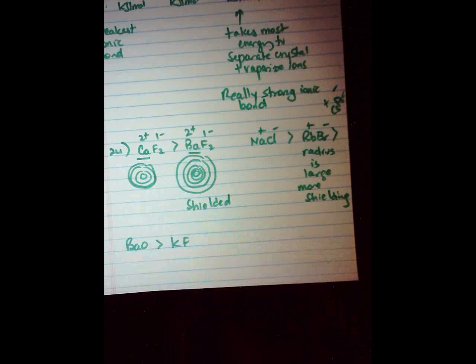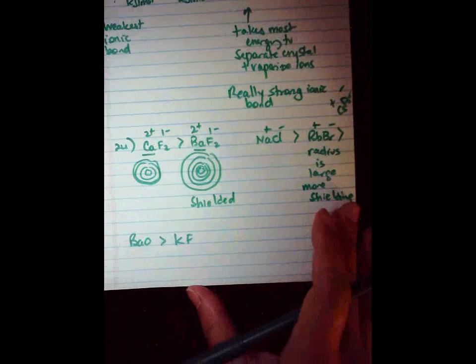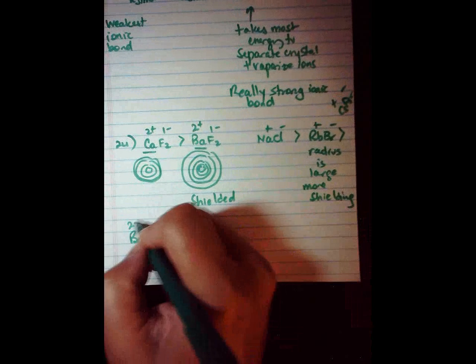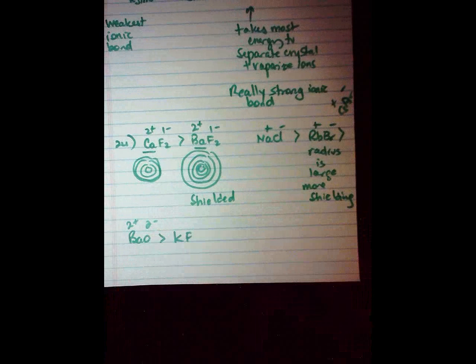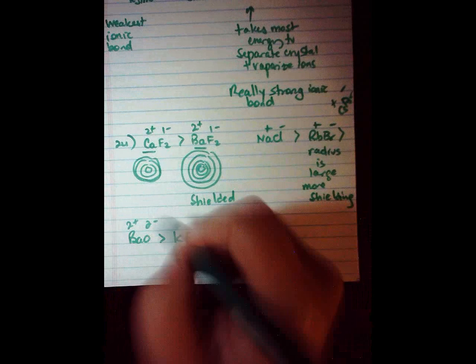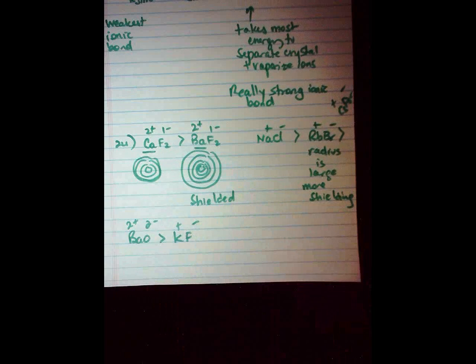All right, let's take a look at the last one, BaO versus KF. Okay, start by writing the charges on these things first. All right, so BaO, barium is 2+, oxygen is 2-. KF, +1, -1. Do I need to go any further? Why does it take more energy to melt that barium oxide than it does potassium fluoride? You've got a bigger charge difference. Okay? Make sense now? All right, great. Let's take a look at 43 and we'll be done.